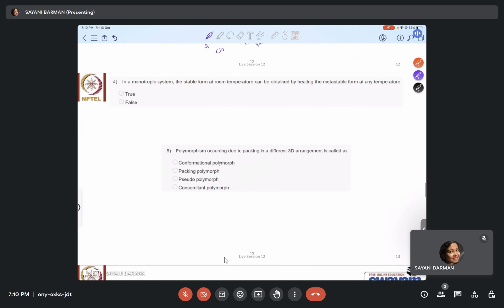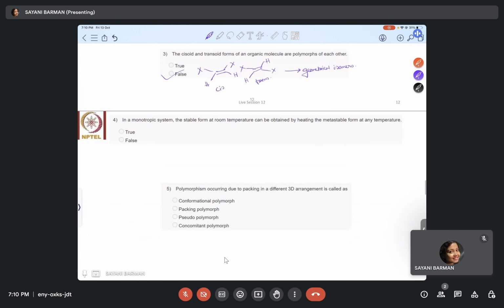In a monotropic system, the stable form at room temperature can be obtained by heating the metastable form at any temperature. Let me give an example of diamond and graphite. So diamond is metastable.